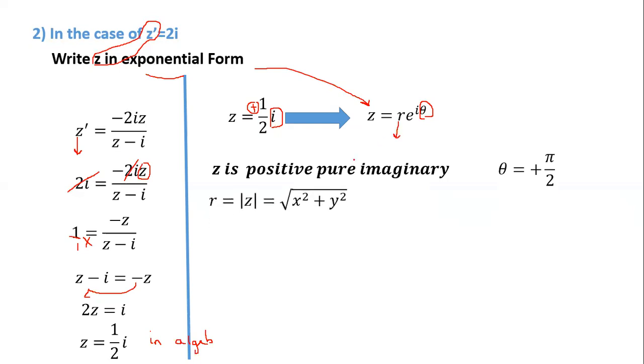r is the modulus. Its rule is radical x squared plus y squared. x means the real part, and here there is no real part, so x squared is equal to 0 squared. y is the imaginary part, half squared gives 1 over 4. So we can say that r is equal to half. Now replace r by half and theta by pi over 2, and z is now written in exponential form.